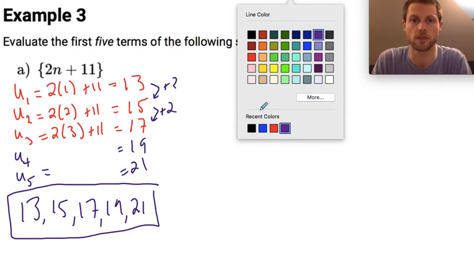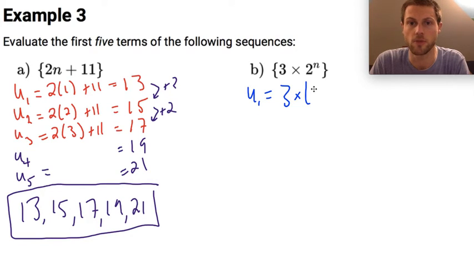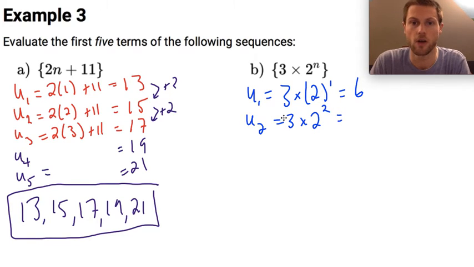All right, let's look at this next example. And this is a little bit different because here I've got an exponential. So we'll see what happens with this one. Same situation. I'm going to take u sub 1, and I'm going to substitute in a 1 for the n. So this will be 3 times 2, so that's 6. U sub 2 is going to be 3 times 2 to the second power, so that's 3 times 4, so that's going to be 12.